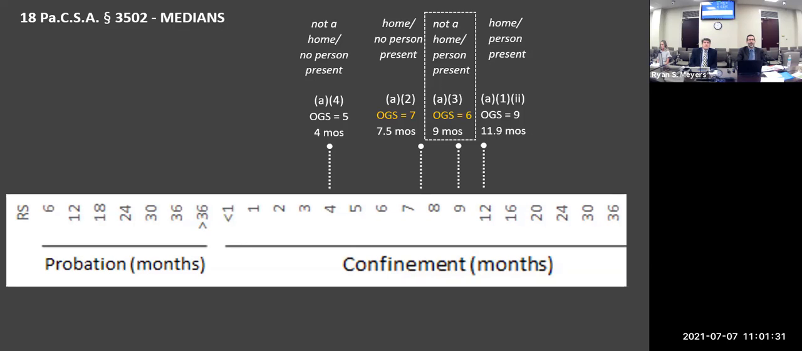So when we put this here of 9 months, we see now that the current OGS assignments are out of order, at least when it relates to the median. So we see OGS 5, OGS 7 for a home, no person present. Not a home, but a person present is an OGS 6 currently, and then home person present is an OGS 9. So it brings up some of the question.